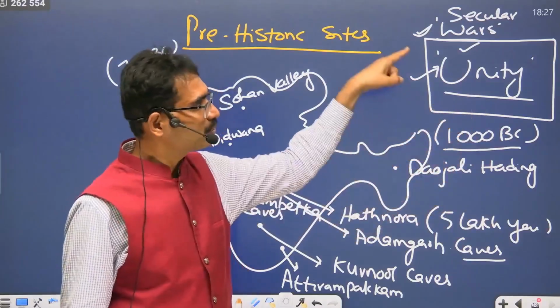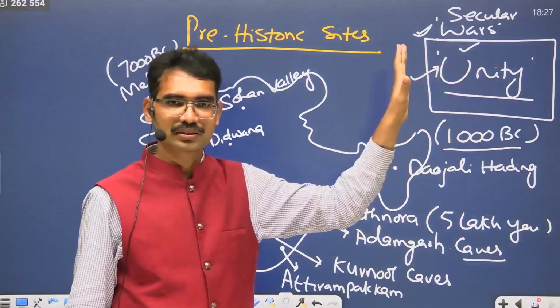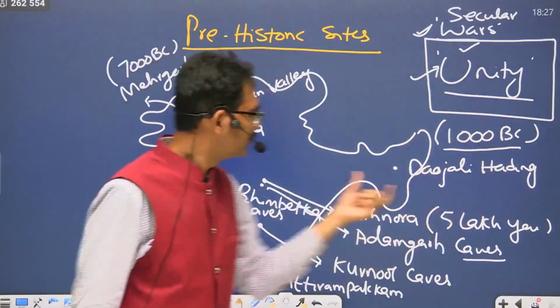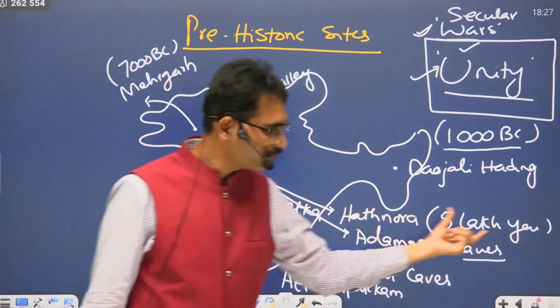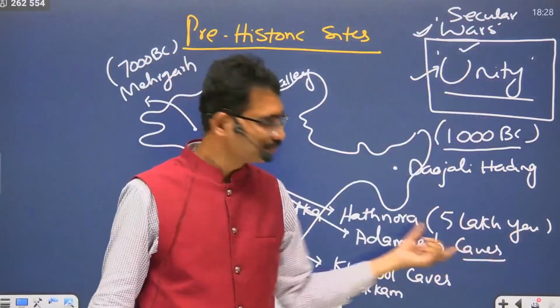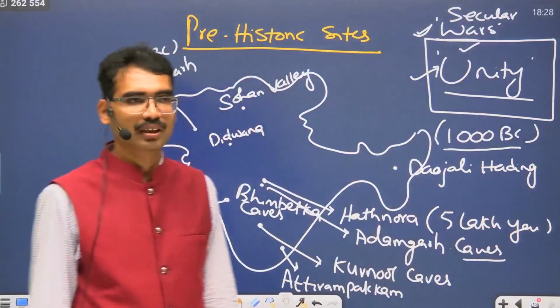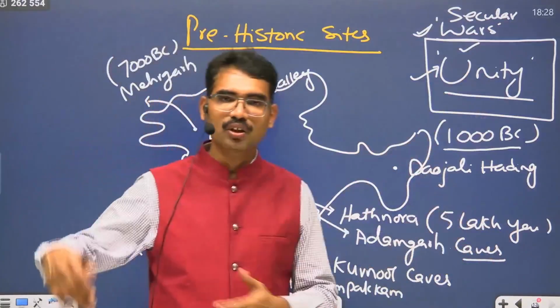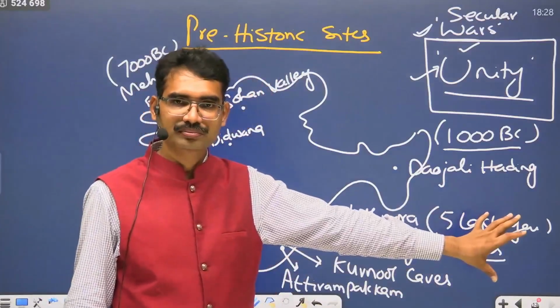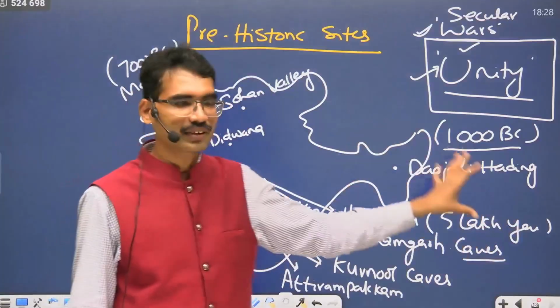Our perspective towards our secularism also changes. 1000 years ago, some evidence, 7000 years ago, now you see 5 lakh years ago. That means 5 lakh years before Jesus, people were living here. This is the same case in Europe also. In Europe also, lakhs of years ago, people were there. In Africa also, lakhs of years ago, people were there.